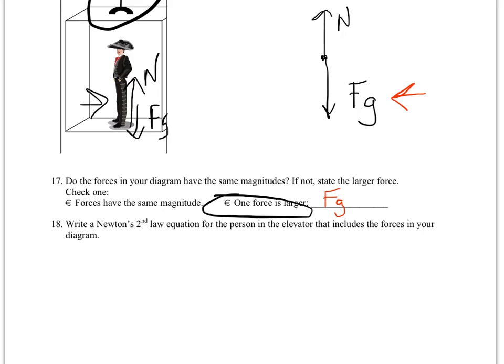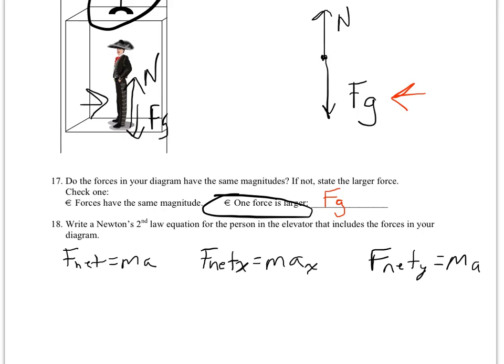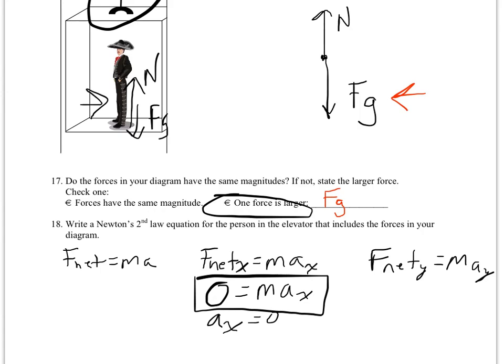Alright, write a Newton's second law equation for the person in the elevator that includes the forces in your diagram. So because this is review, let's not skimp. We'll start with F net equals ma, and then let's do both F net x and F net y. F net x equals ma in x, F net y equals ma in y. As far as I can tell, there are no net forces in x, so equals m times ax, and we could even from that decide ax is 0 if we wanted to, but really we could stop here. No net forces in x.